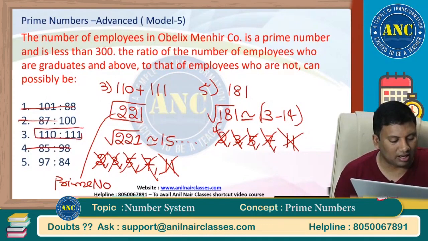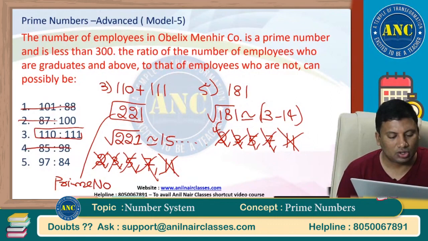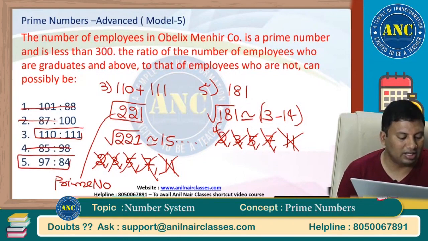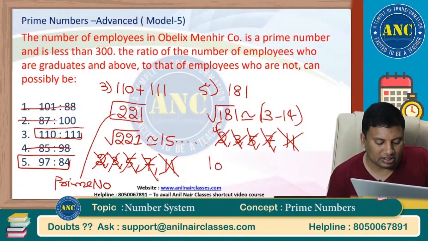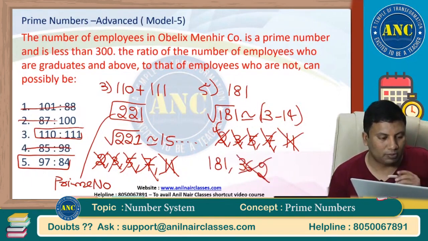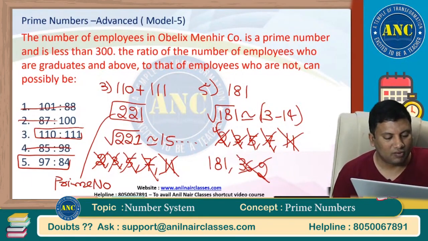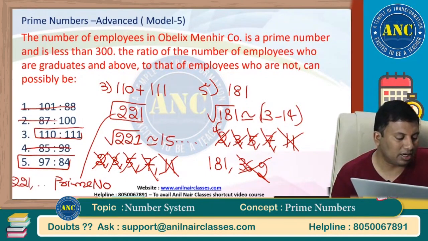110 plus 111 is nothing but 221. 221 also we got a prime number. 97 and 84, which gives 181. So 181 is K. The next number is 362. The number of employees should be less than 300. 110 plus 111 is 221. The next number is 442, which is also greater than that.